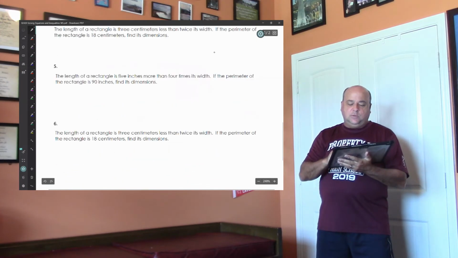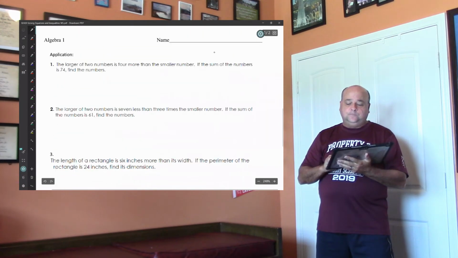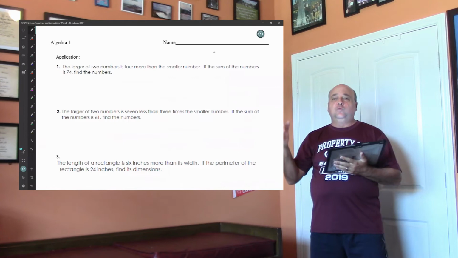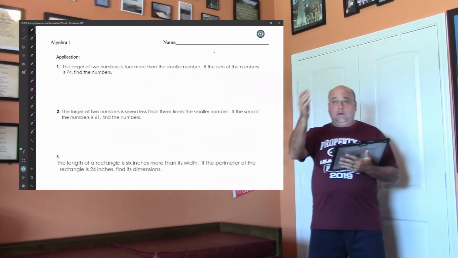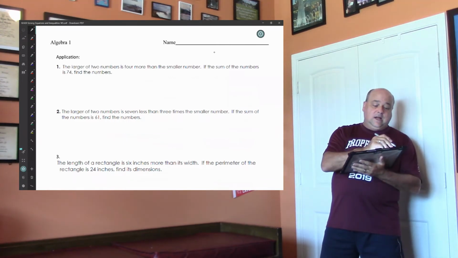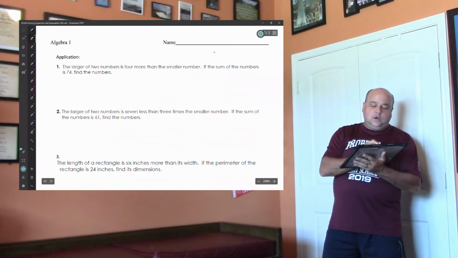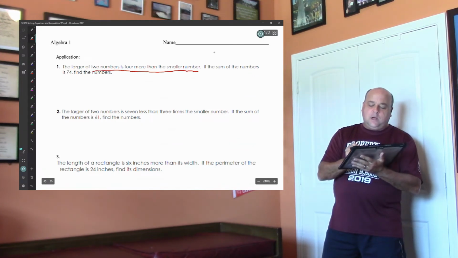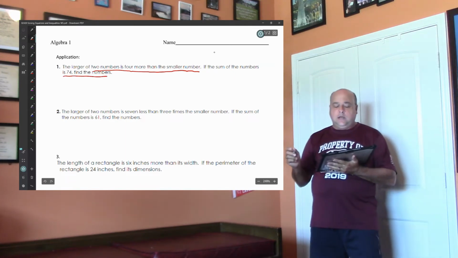Let's do the back page. We got some word problems to do. Remember, a lot of this will be growing number, starting number, but number 1 is not, okay? Now then, the larger of two numbers is 4 more than the smaller number. If the sum of the numbers is 74, find the numbers, okay?